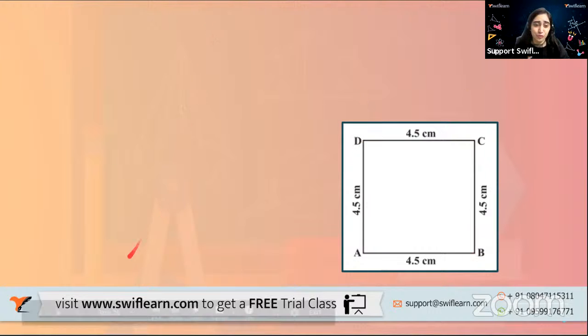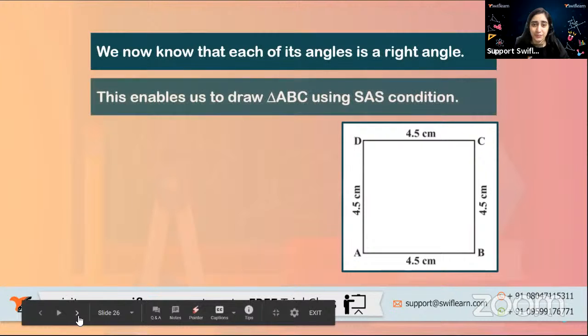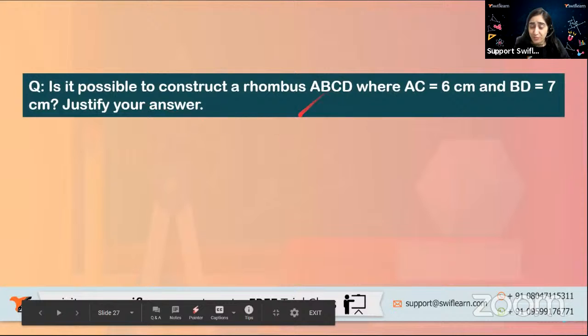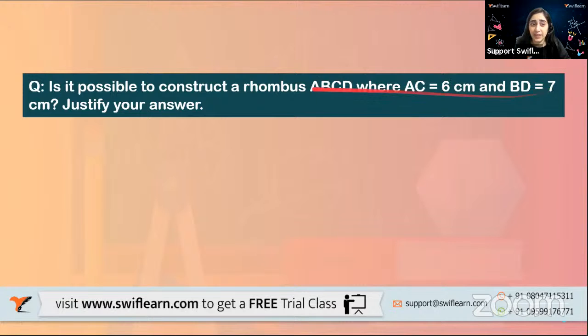Okay. Moving on to the second question. Is it possible to construct a rhombus ABCD where AC is 6 centimeters and BD is 5 centimeters? Justify your answer. So now the question says, is it possible to construct a rhombus? Is it easy? Can we construct a rhombus?